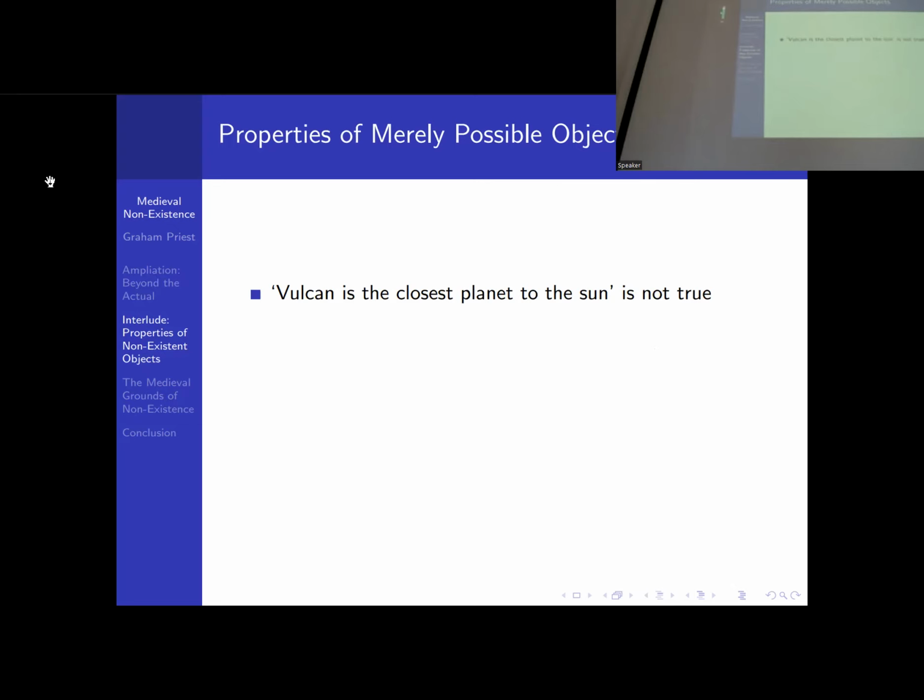Vulcan, I'm not talking about the Greek god, Roman god here. I'm talking about the planet postulated by scientists in the 19th century to explain the precession of the perihelion of Mercury. It's a submercurial planet whose gravitational field makes the orbit of Mercury rotate. So Vulcan is the closest planet to the Sun. Well, that's not true. But it's true in a world in which the 19th century astronomers got it right.